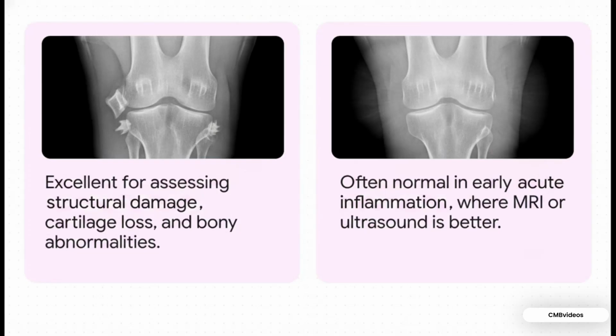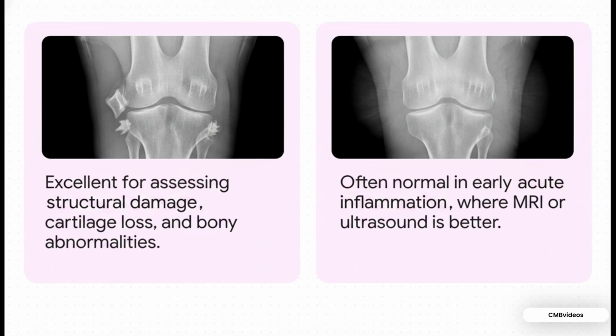But here's the catch, and it's a big one. You have to know what an x-ray can and cannot do. They are absolutely fantastic for assessing long-term structural damage. We're talking long-term cartilage loss and bony abnormalities over time. However, their major limitation: they are often completely normal in cases of early, acute inflammatory arthritis.